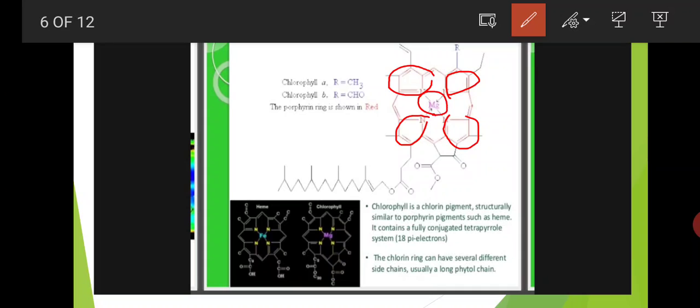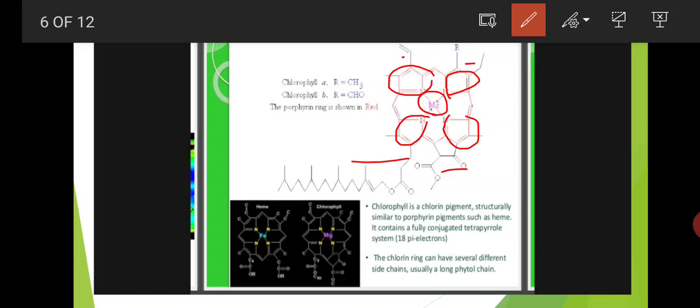Now students, in hemoglobin, the central metal atom is what? Ferrous. Same here in chlorophyll, the central metal atom is magnesium. This magnesium is bound with 4 nitrogens of 4 pyrrole rings. Here the pyrrole rings are present, and different functional groups are there.